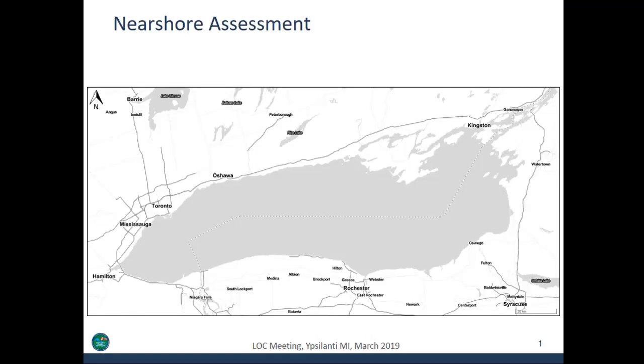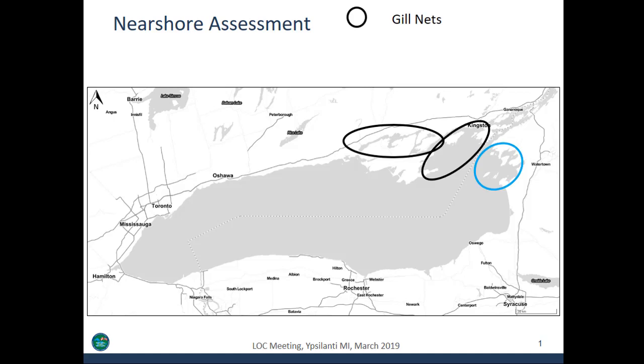So as Chris mentioned, I'm going to walk you through the FCO for the Nearshore. But first I just wanted to highlight the assessments that we're pulling from for this information. Primarily our gill nets. These are the long-term assessments that New York and Ontario are doing. The dark black circles are the Lake Ontario Management Unit gill net program. The blue circle there is the warm water gill net program. They're different in the way they're done, but we use them to compare our catches.